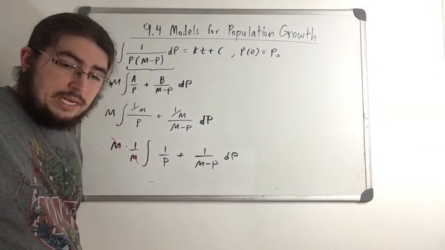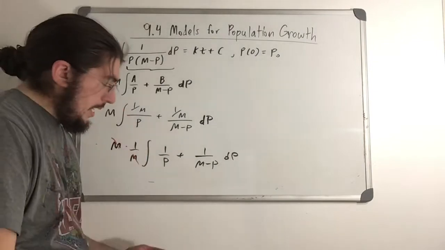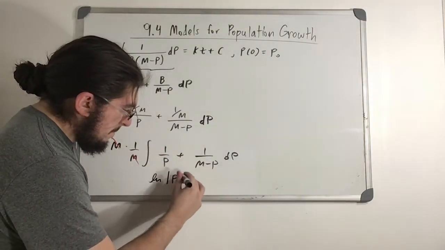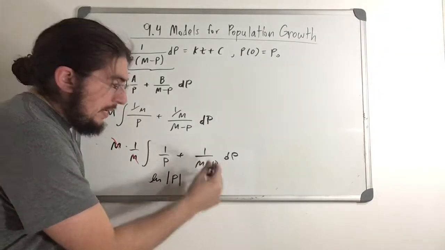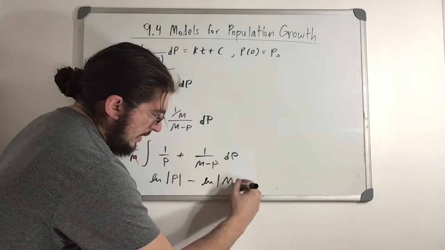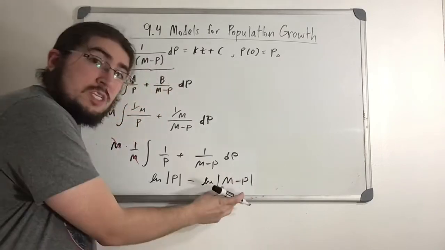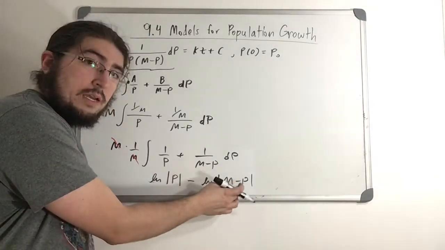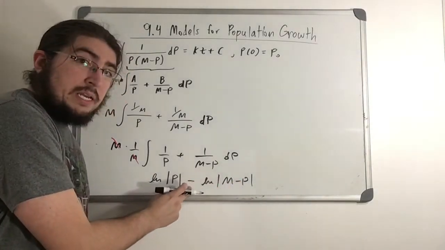Notice we're antideriving with respect to p. So the antiderivative of 1 over p is going to be ln of p. The antiderivative of 1 over m minus p is also going to be ln of m minus p. But since the derivative of m minus p with respect to p is 0 minus 1, you have to divide by negative 1 on the outside.